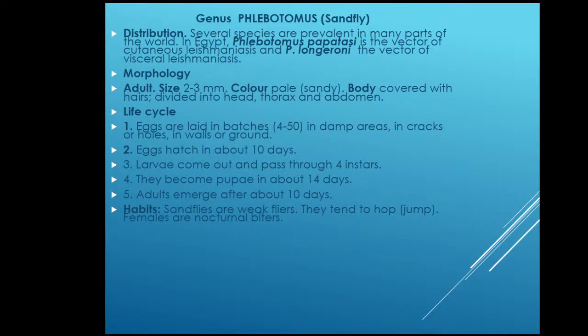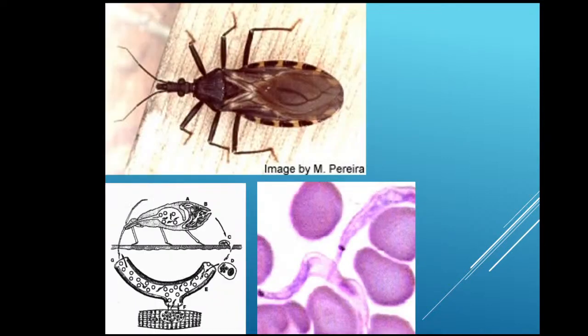For bugs, indirect development with incomplete metamorphosis is characteristic. So the female lays eggs mostly in garbage. From eggs, the larva hatches out. The larva molts and transforms into adult. So each has 3 stages: egg, larva, and adult.